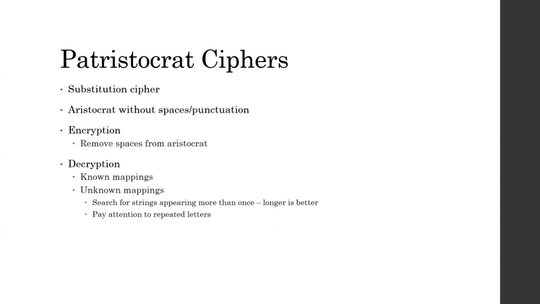Another thing you want to pay attention to is repeated letters. Repeated letters are one of the things from aristocrats that continue to help you in patristocrats. Of course, it's not as helpful as in aristocrats because you don't know how long the word is, so you don't know if the letter repetition is part of the same word or not. But even if you don't know that, it can give you some ideas.